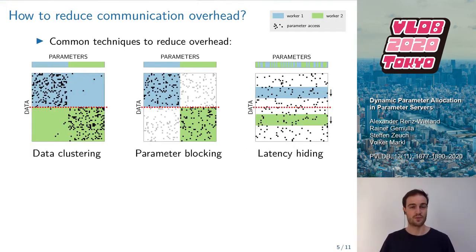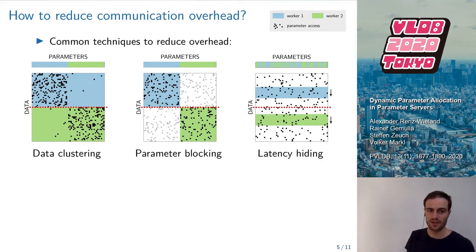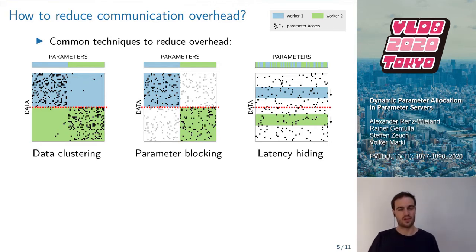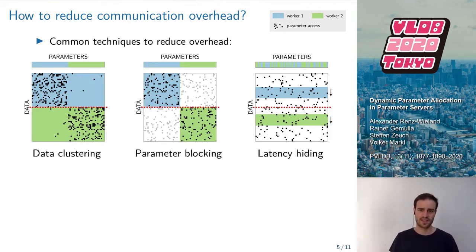Key to do this is to reduce communication overhead, and distributed machine learning algorithms use techniques to do so. 3 of these techniques are the following. First, data clustering. The idea is that you cluster your training data and you partition the data according to this clustering. And then you allocate the parameters where they are accessed most frequently, such that the majority of parameter accesses can happen without network communication.